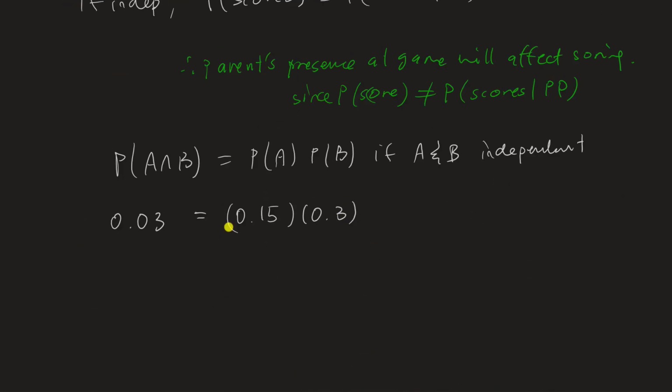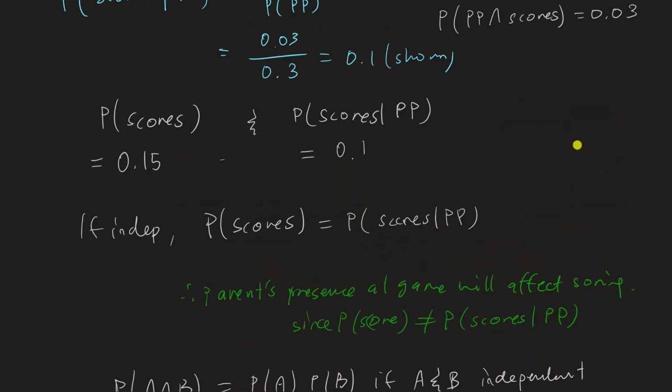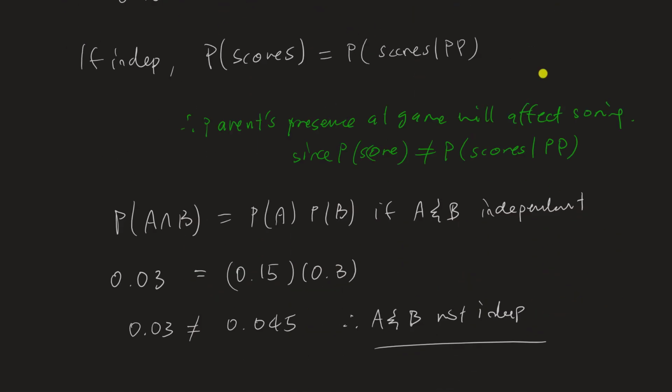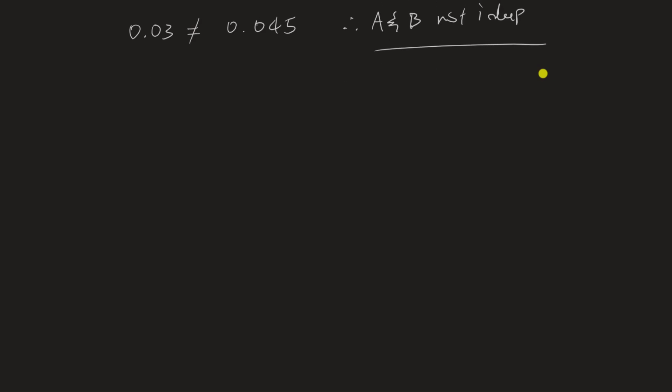Turns out the left hand side is not the same as the right hand side, 0.045. Therefore, A and B are not independent. So here, same result. Parents' presence in the game will affect his scoring ability. So that's a lot of talking for 1 mark, but I just want to go through with you the idea of independent events, both logically and mathematically.